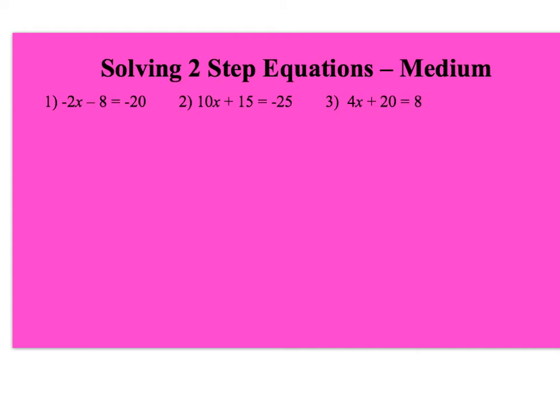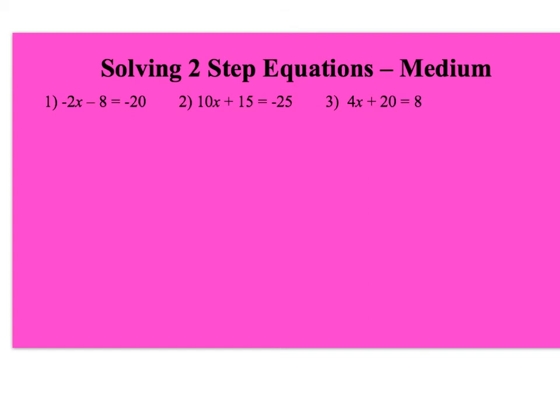So now we're stepping it up and going from mild to medium. So here you'll notice that all of our equations now include integers, so positives and negatives. We're still using inverse operations, and we're still getting rid of that constant first. So take a minute, solve number 1, and then enter your answer.